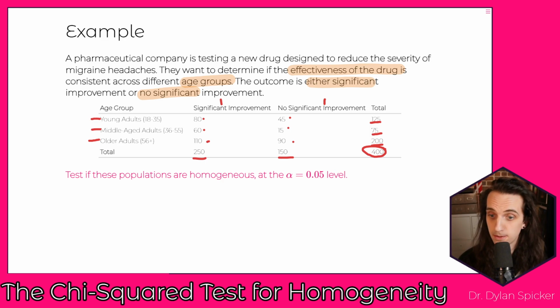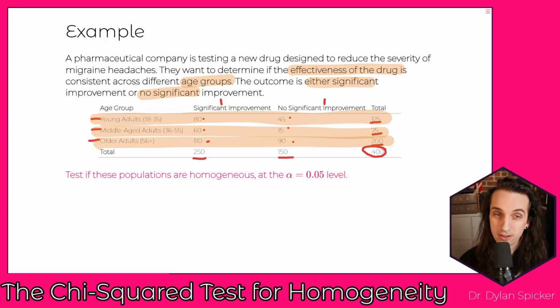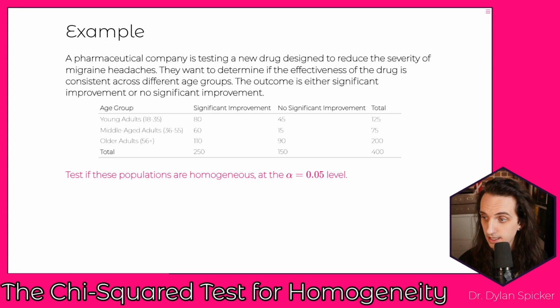We want to test if these populations are actually homogeneous at the alpha equals 0.05 level of significance. So here we're testing: is the frequency distribution corresponding with our first row really the same as the distribution corresponding to our second row, really the same as the distribution corresponding to the third row? Are these three distributions actually all the same, or are there differences between them? That's what we want to determine. In order to do this, we start with the null hypothesis that they really are the same, versus the alternative that they're not.